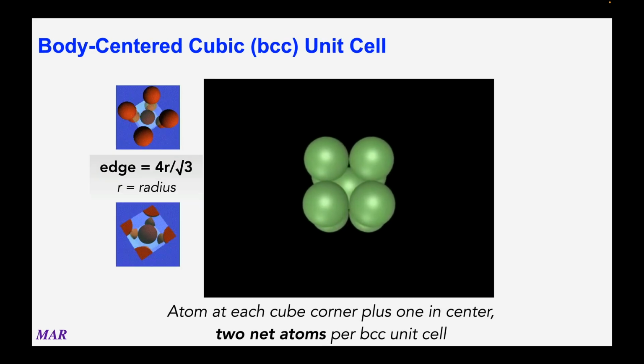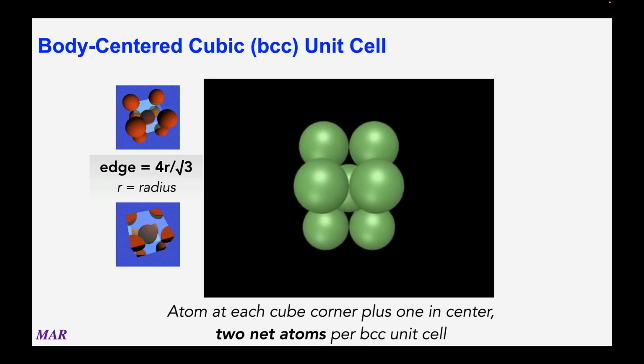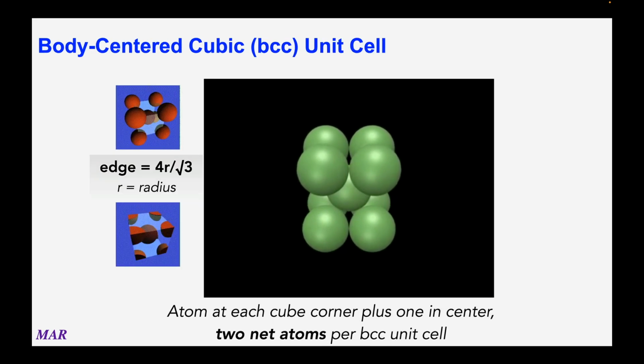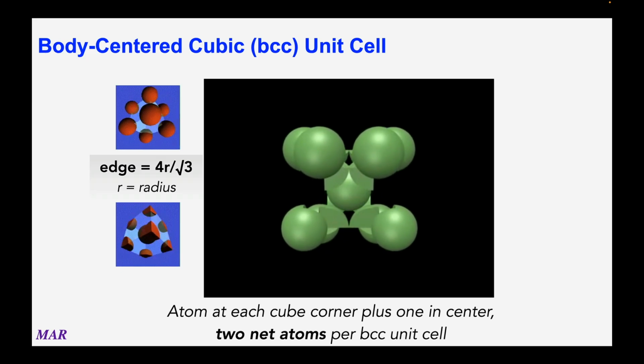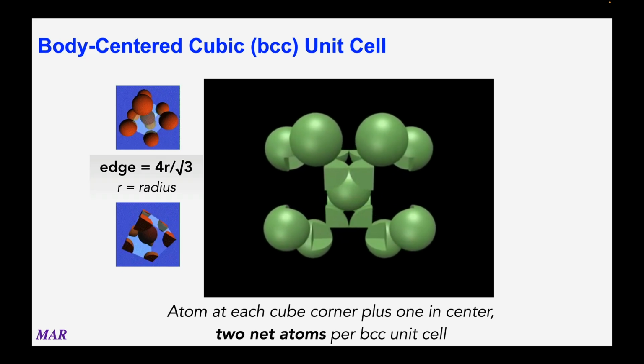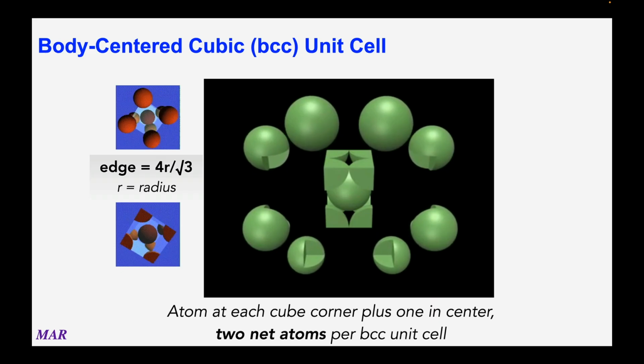The body-centered cubic is similar to simple cubic. There's 1 atom in each corner, but there's also an atom in the actual central part of the cell. So if you use the chainsaw on it, you have the 8 times 1/8 corners like before, but you still have that 1 atom in the middle.